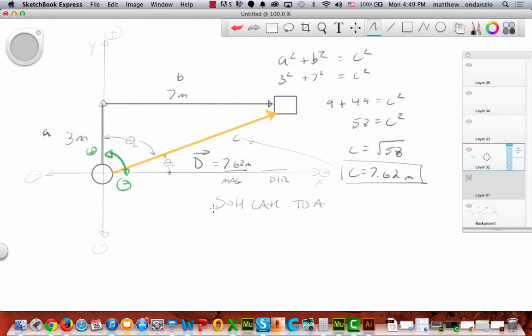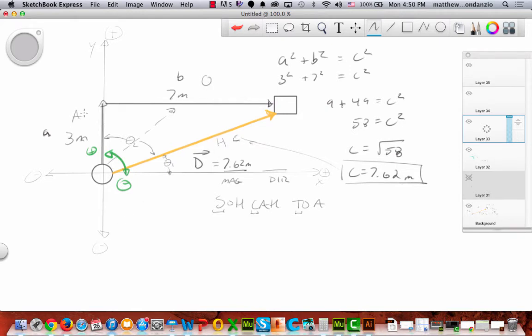SOHCAHTOA, right? This is sine, cosine, tangent. So if I want to figure out theta 2, I need to have, again, O is for opposite. So if I think about my angle, in terms of this theta 2, this is my opposite. And then this is the adjacent line, while this is always my hypotenuse.